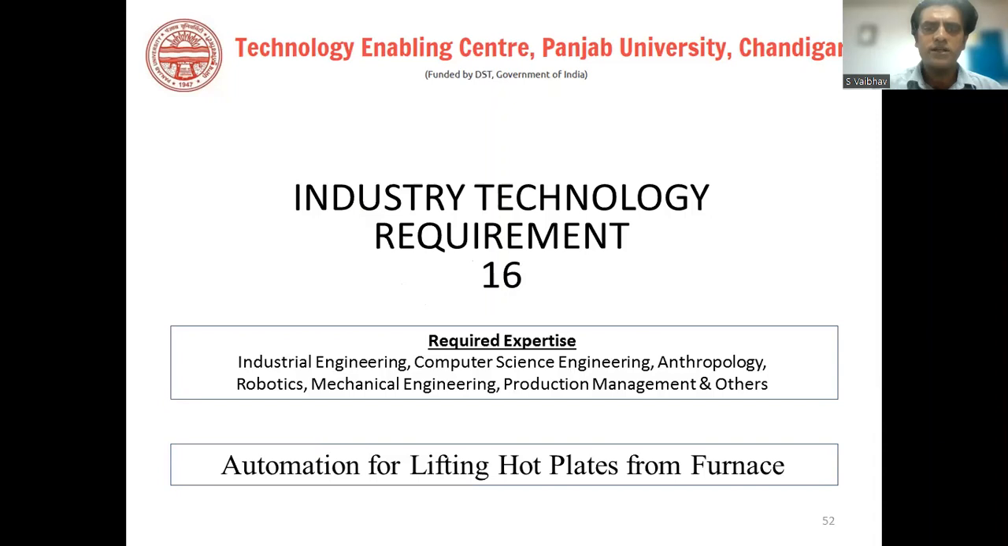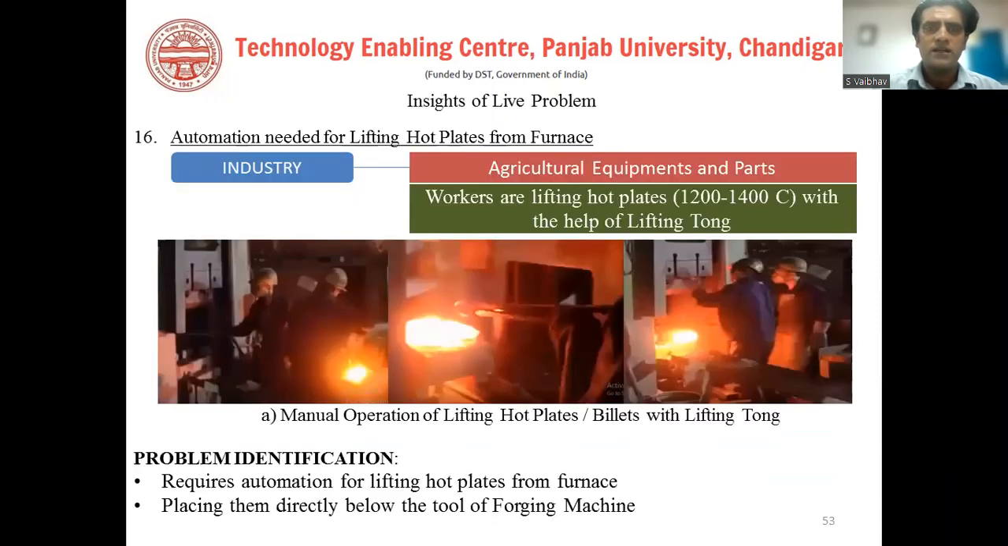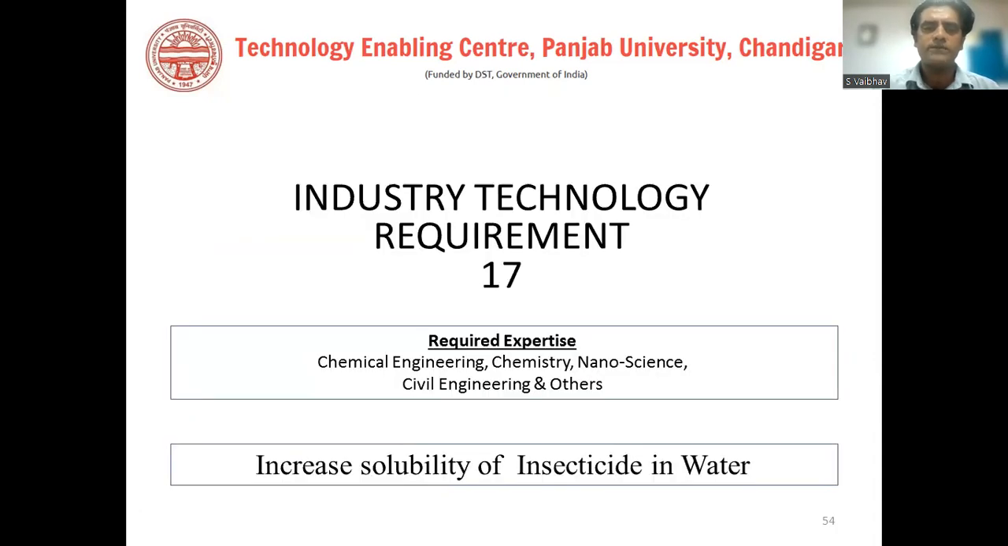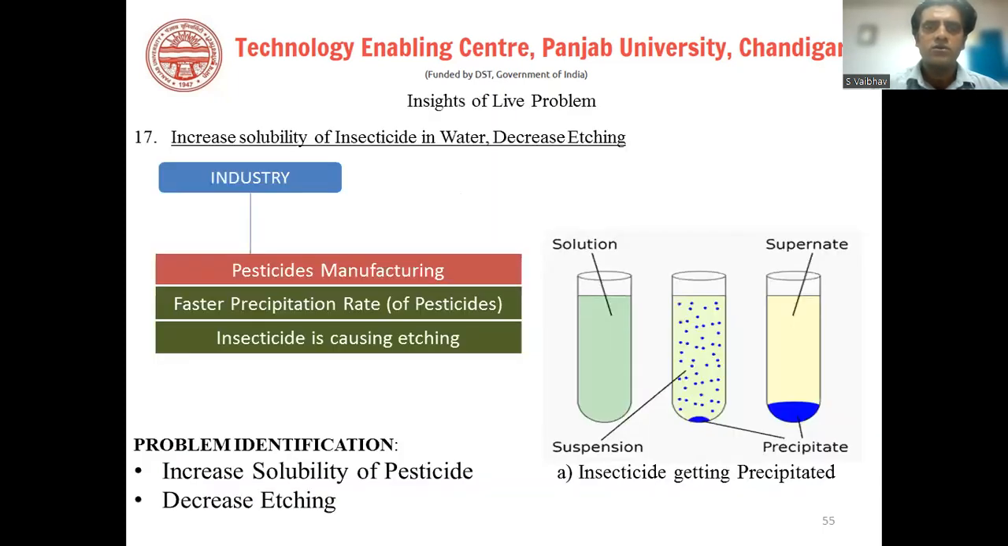The next problem is related to automation for lifting hot plates from the furnace. There is an industry involved in agriculture equipment and parts. The workers are lifting hot plates with the help of lifting tongs. So they require a process of automation for lifting these hot plates from the furnace and placing them directly below the tool for forging. The next problem is related to increased solubility of insecticide in water. So there is an industry that is manufacturing pesticides.